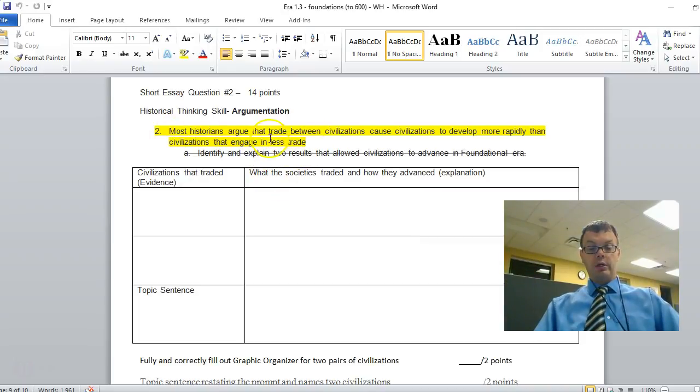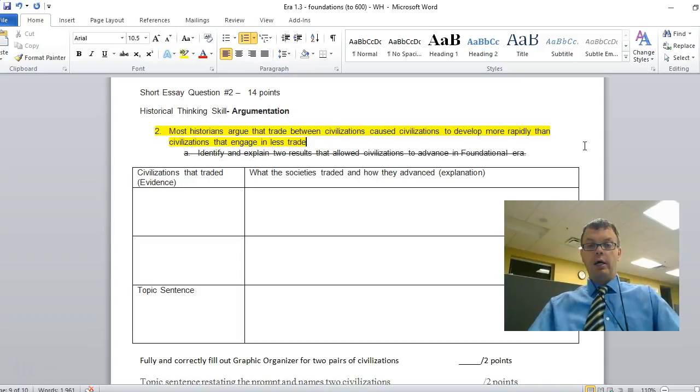So here is our question right here, our prompt. And I crossed out A. Go ahead and cross out A if you want to do that right now. So I highlighted this part here because this is the most important. It says, most historians argue that trade between civilizations caused civilizations to develop more rapidly than civilizations that engage in less trade. Basically what this means is when people are trading goods back and forth, they become richer.